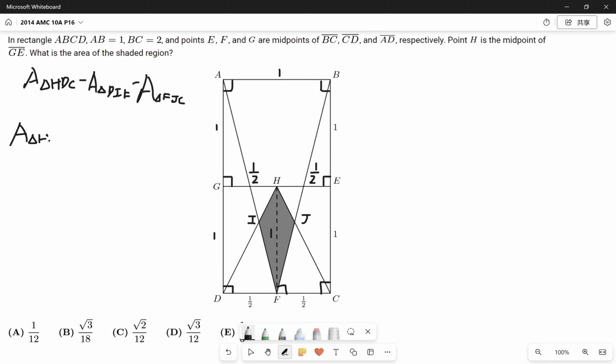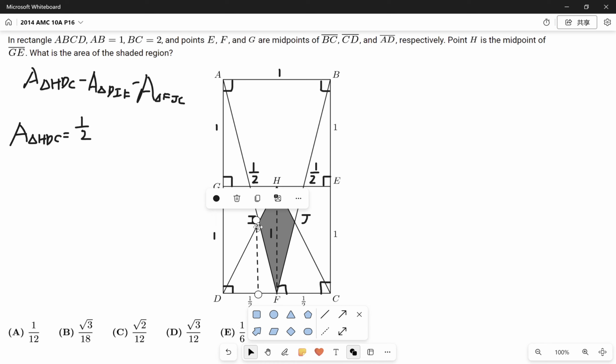So HF is equal to 1, so the area of triangle HDC is going to be 1/2 base times height. Which is just 1/2, because the base is 1/2 plus 1/2, which is 1. The height is 1. So 1 times 1 is 1. So 1/2 of 1 is just 1/2. So we have the area of triangle HDC. Now we need the area of the triangles IDF and JFC. Okay, so let's just drop the altitude, because dropping an altitude seems like the most reasonable thing to do right now.